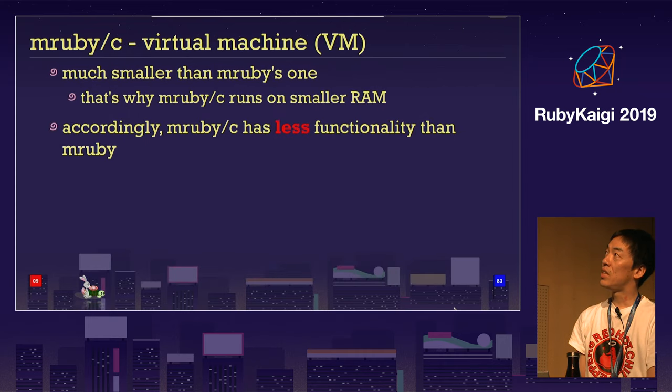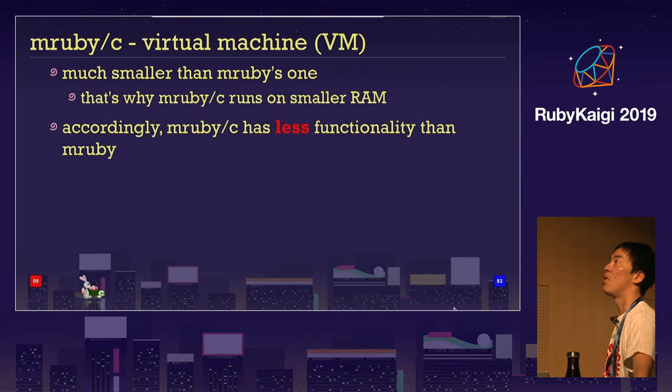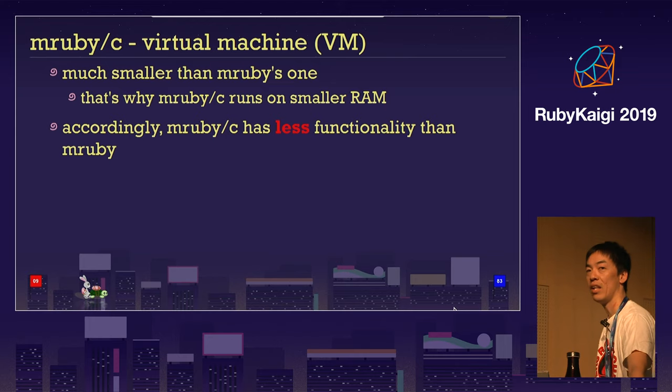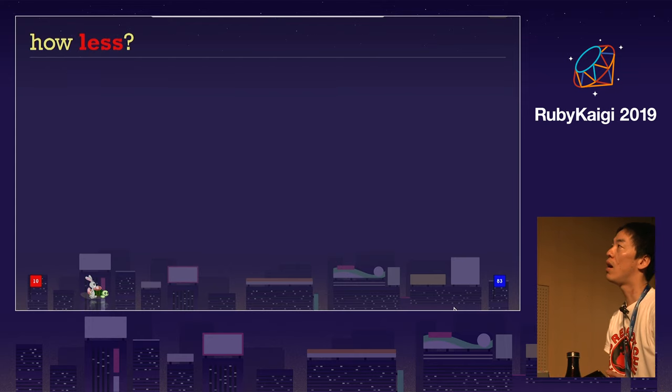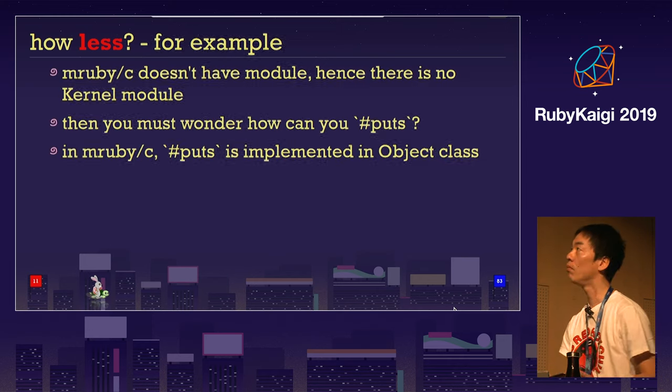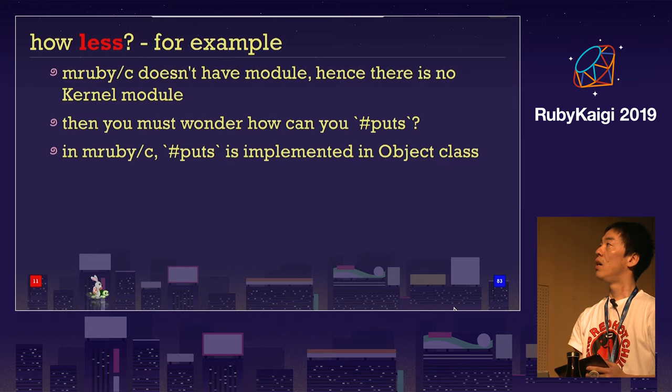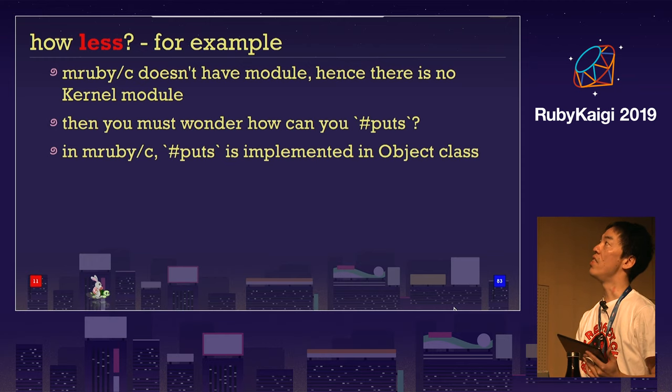And mruby/C's VM is much smaller than mruby's. That's why mruby/C runs on smaller RAM. Accordingly, mruby/C has less functionality than mruby. But how much less? For example, mruby/C doesn't have modules, and therefore there is no Kernel module.